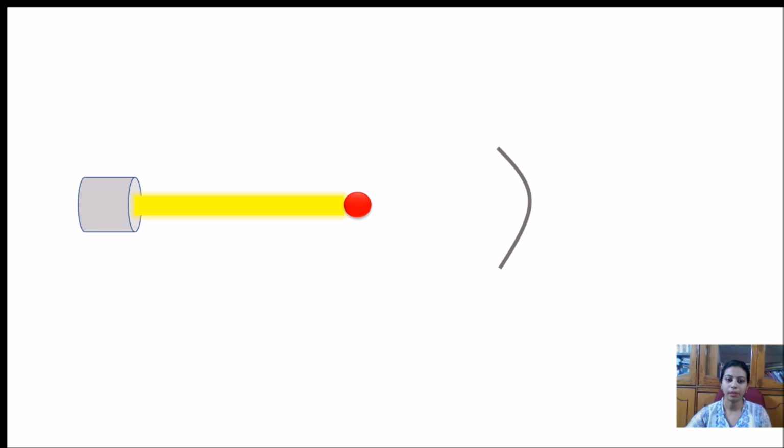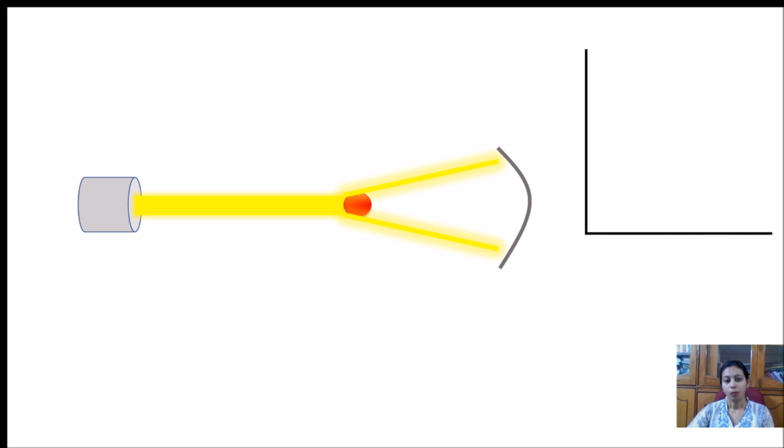Similarly in FACS, cells, while passing through the laser light, will stop the passage of the light across themselves and cause a deflection of the light. Either it will cause the forward deflection, and the forward deflection is directly proportional to the size of the cell. This deflected light will be detected by a detector here.